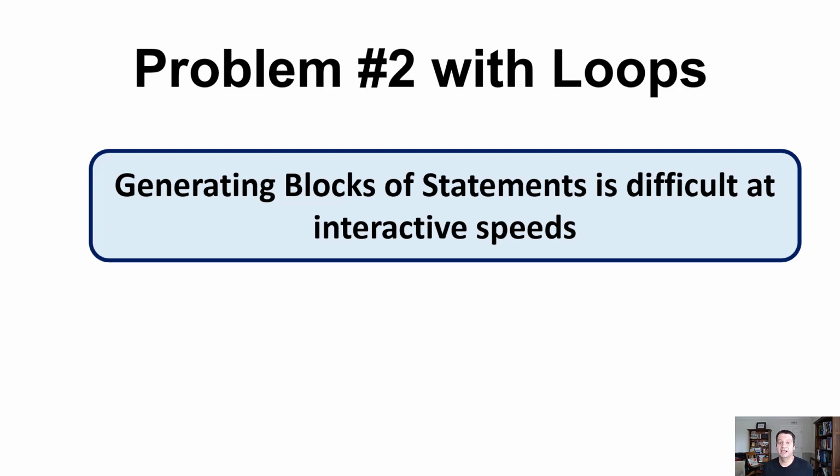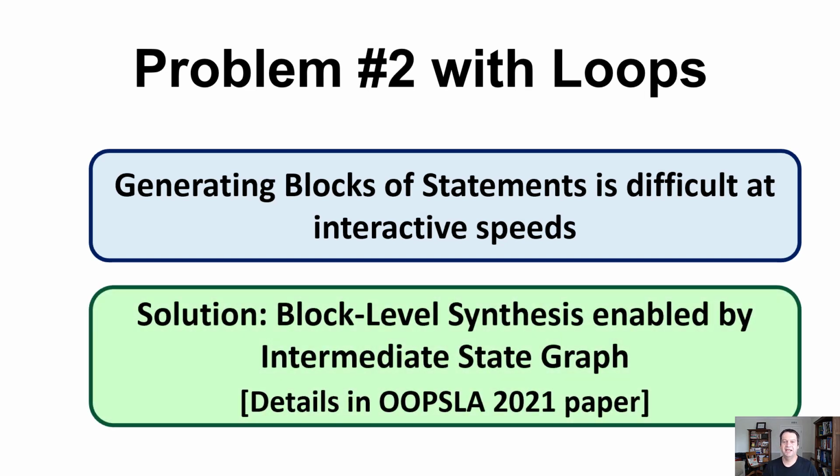Okay, so now we are in better shape, but there is a second problem with loops, which is that synthesizing an entire block of statements is difficult to do at interactive speeds. I don't have time to show you a full motivating example and go through all the details, but our solution is an approach that can do block-level synthesis, including mutually dependent statements and top-level conditionals at interactive speeds. The key technical insight is a data structure called an intermediate state graph, which essentially allows us to efficiently explore different orderings of assignments in a bottom-up enumerative search. We have an OOPSLA paper on this called Interactive Program Synthesis with Control Structures, and I encourage you to go see the talk for that.